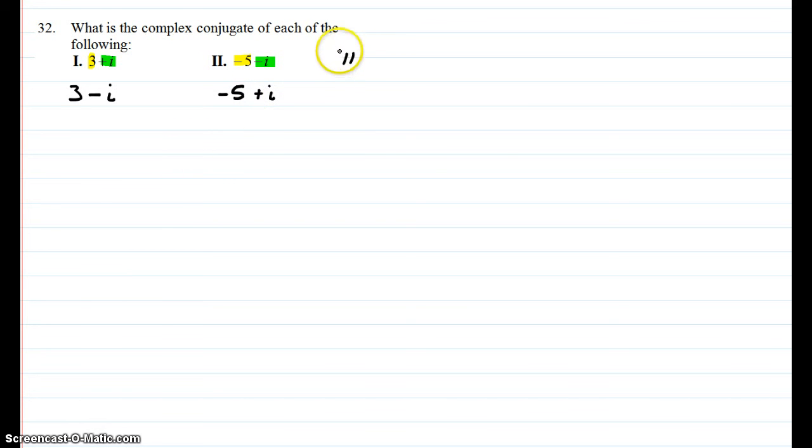So let's add one more example. Let's do 2 minus 7i. So the real part stays the same, and then we take the opposite of the imaginary part. So the opposite of negative 7i would be plus 7i.